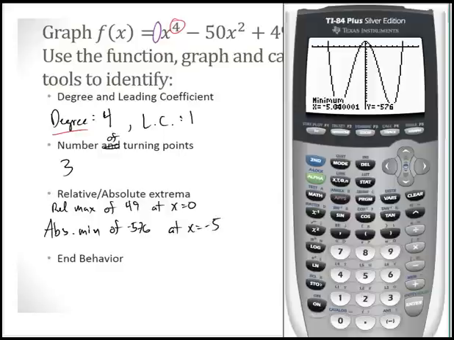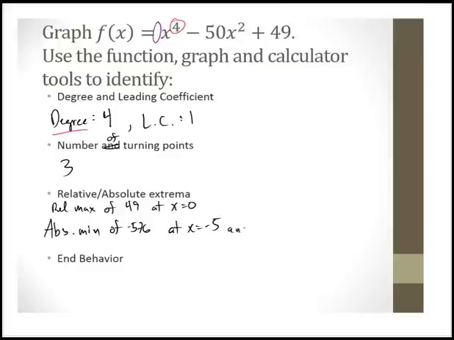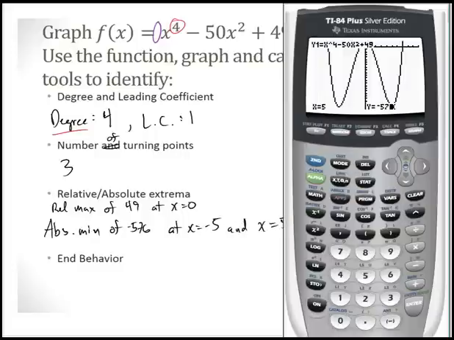And if you just sort of trace, I'm going to hit trace 5 for x equals 5, and I see that when x equals 5, the y value is also negative 576. We have an absolute minimum of negative 576 at x equals negative 5 and x equals 5. Now the end behavior.